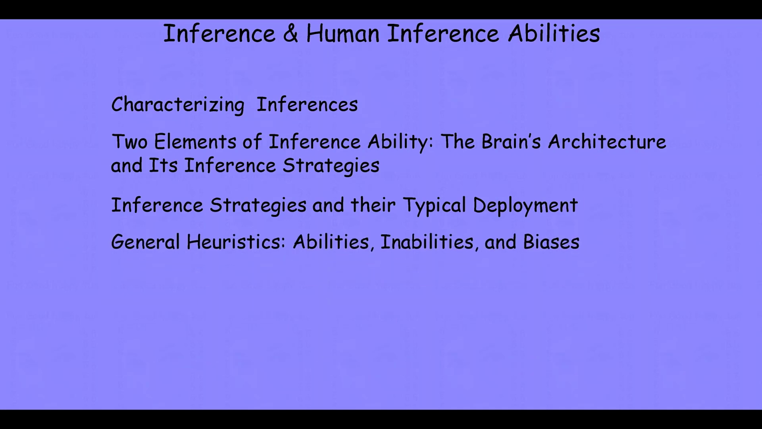We'll end this first lecture by focusing in on one of those categories, the first of the categories, that is, general heuristics. We'll talk about what general heuristics are, their relationship to other inference strategies, and then we'll talk about how these general heuristics facilitate human inference and decision-making abilities, how they can sometimes introduce inabilities, and importantly, how they introduce biases in the way that human beings make inferences and decisions when they employ these general heuristics.